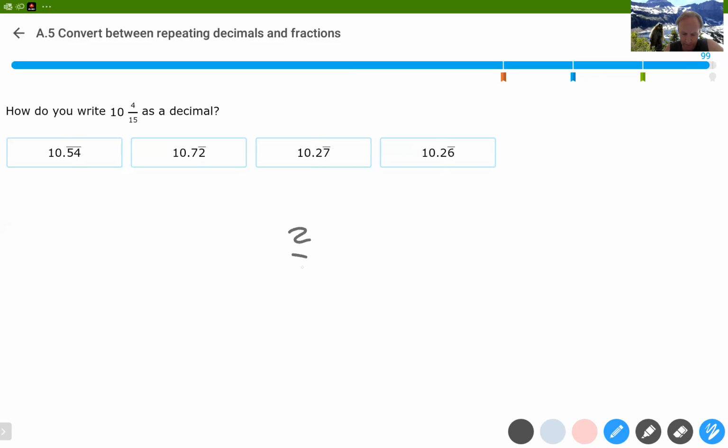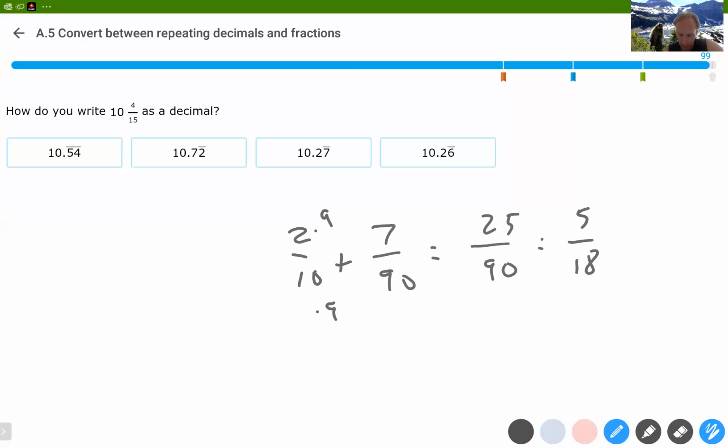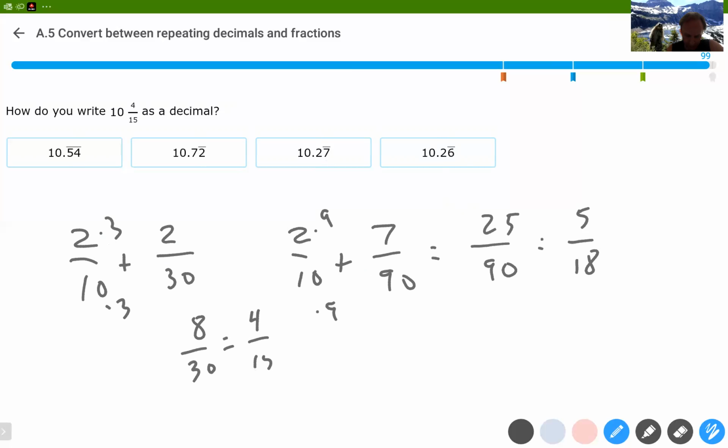So I'm talking about 2/10 plus 7 over 90 multiplied by 9. That's 18 25 over 90 and divide by 5 and we get 5 over 18, which is my 0.27. So it looks like it's probably going to be this one. Shall we check it? Let's check it. 2/10 plus 2 over 30 times 3 times 3. That's 6, 7, 8 over 30, which is 4 over 15. And sure enough, it's going to be this guy right there.